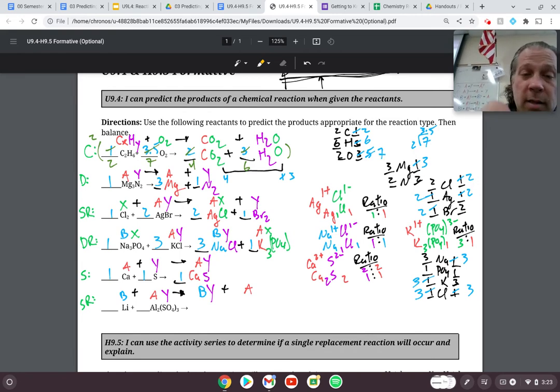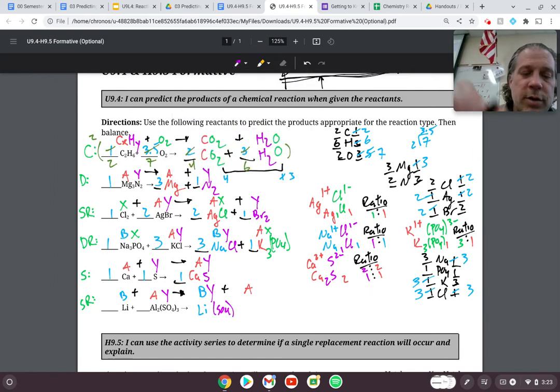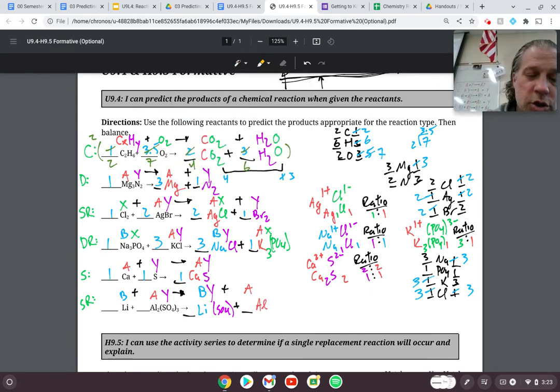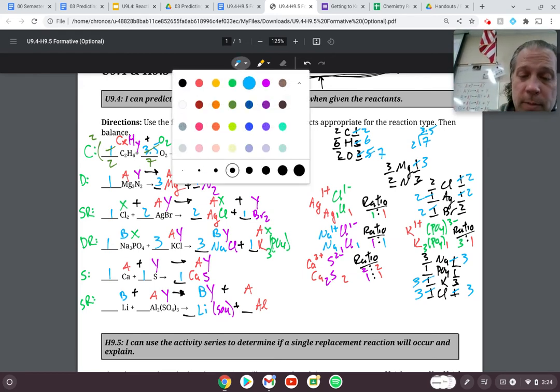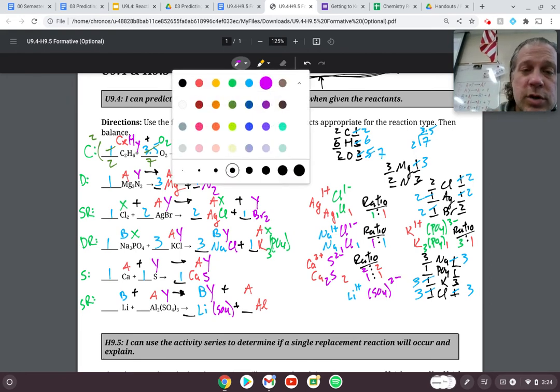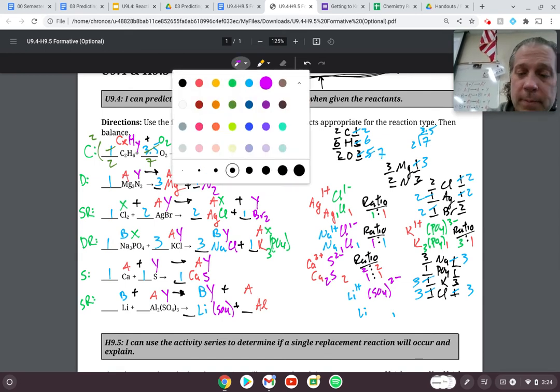So I'm going to line my things up. So lithium goes under the B. The polyatomic ion SO4 goes under the Y, and then the aluminum goes under the A. And so now I'm going to check my charges. So lithium, I know, has a +1 charge. SO4, I know, has a -2 charge. And when I crisscross those charges down, I get Li2(SO4)1.